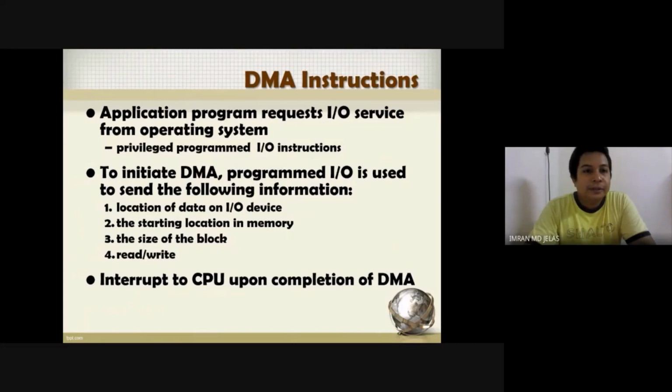So the instruction: the application program requests I/O service from the operating system, using privileged program I/O instructions. Okay, to initiate direct memory access, program I/O is used to send the following information: the location of data on the I/O device, the starting location in memory, the size of the block, and whether you want to read or write. Then an interrupt to the CPU. Later, when it's done, we will send an interrupt to the CPU to notify it that DMA has completed its function.